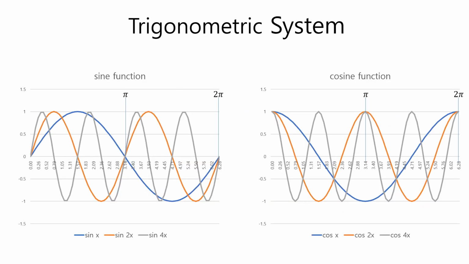Representative periodic functions are trigonometric functions. The basic period of the sine and cosine functions is 2 pi. The graph of sine 2x, shown in orange, has a period of pi, and the graph of sine 4x, shown in grey, has a period of pi divided by 2. Likewise, the graph of cosine x, shown in blue, has a period of 2 pi. The graph of cosine 2x, shown in orange, has a period of pi, and cosine 4x, shown in grey, has a period of pi divided by 2. As the constant value multiplying variable x increases, the period decreases.